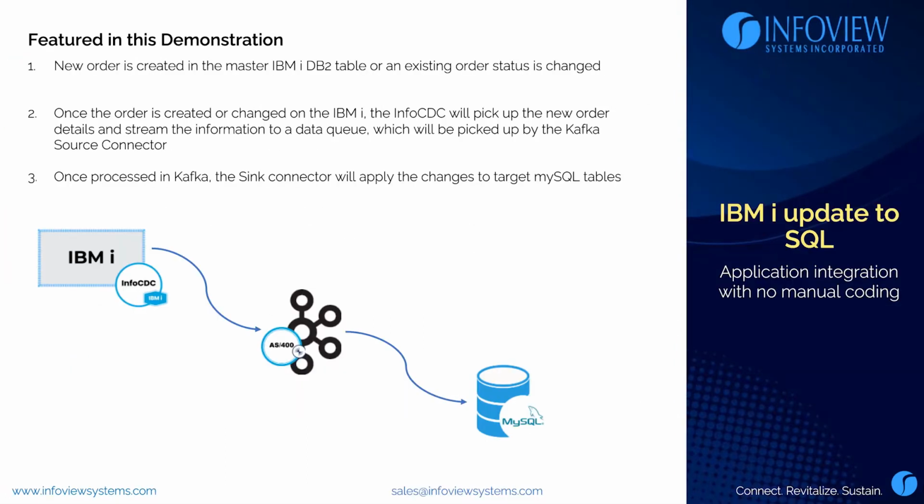In this demonstration, new orders will be created in the master IBMI DB2 table, where each order will be given an order name and quantity. Once each order is created, the InfoCDC will pick up the new orders and stream them into a data queue, which will then transfer them to the Kafka source connector. After being processed by Kafka, the sync connector will stream them to their final destination, which in this scenario will be MySQL tables.